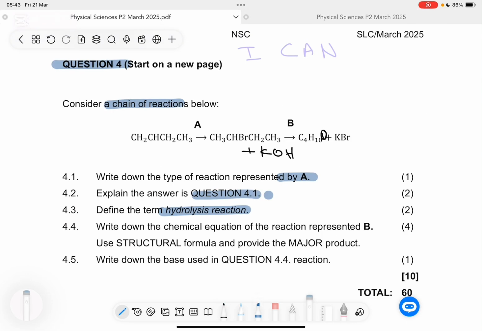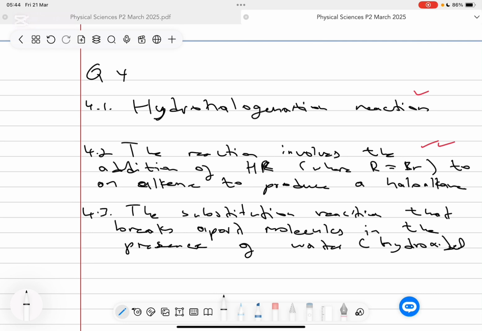So what I'm saying is that we are taking this as a reactant and we are adding a water molecule, and in this case we are using potassium hydroxide as the water, and that would then give us an alcohol molecule with some salt. Those are the results that we get.